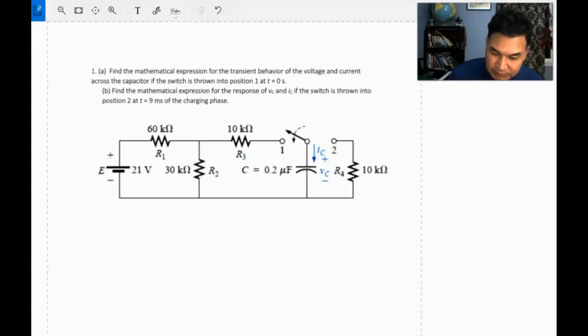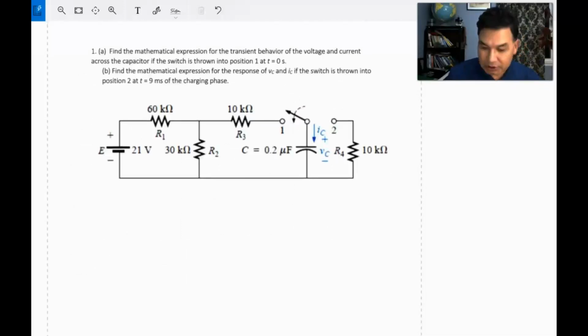The first problem is this. You're given a circuit like that. The capacitor is placed here and it is charged. At t equals 0, in the beginning, this two-way switch is connected to position 1. Then it provides a charging path. This is the battery, and the voltage across the capacitor will increase exponentially with time, and that's what it is asking you to find.